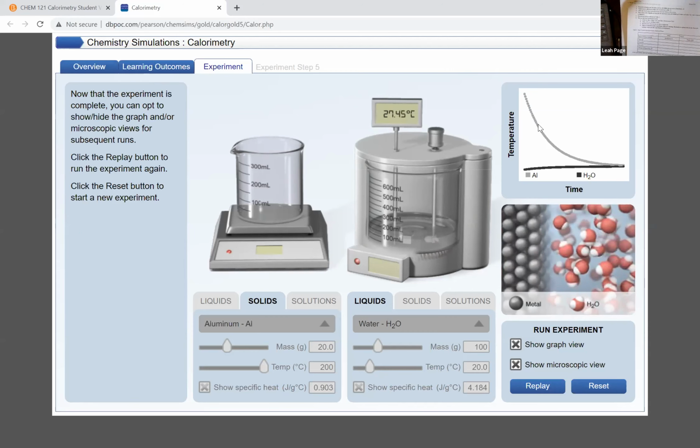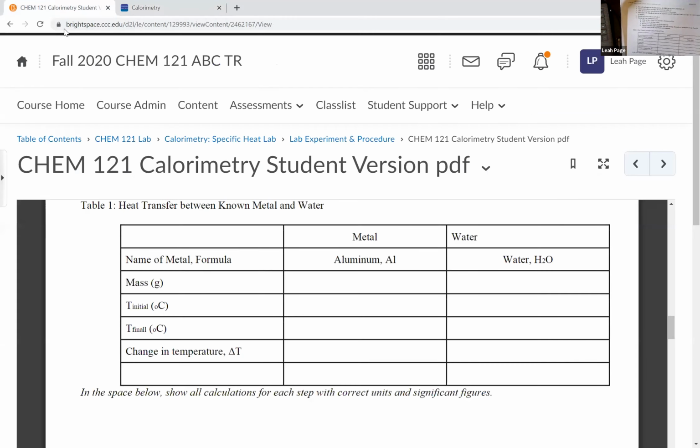If you look at this graph here, we see in gray, that's the aluminum. We see in black that that's the water. So the temperature of the aluminum started off really high. The temperature of the water started off really low. They then came to the same number. That same number is 27.45. So what I'm saying now is that my final temperature for the aluminum and my final temperature for the water is the same thing.